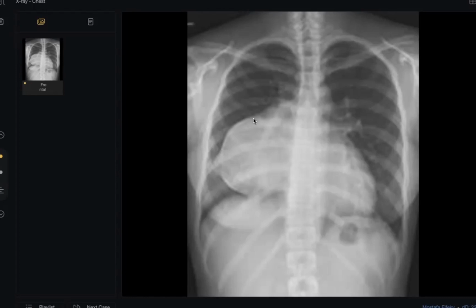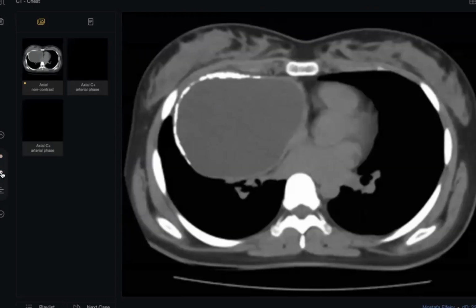Differentials include pericardiac cyst, teratoma, and a ventricular aneurysm. What do you want to do? To take this case further, I would correlate with the patient's history and probably recommend a CT scan.